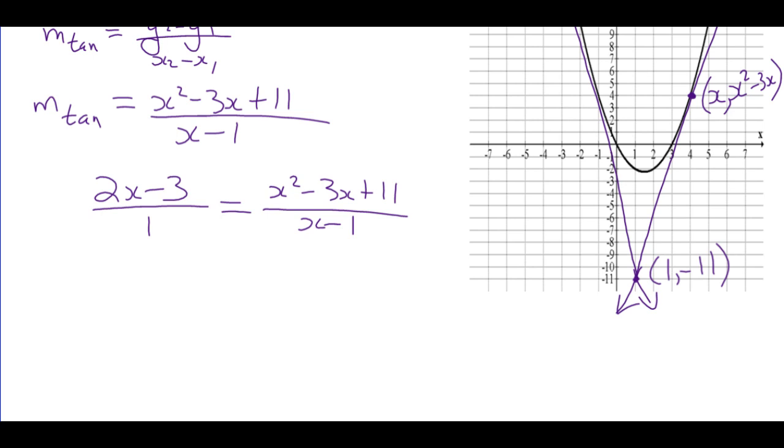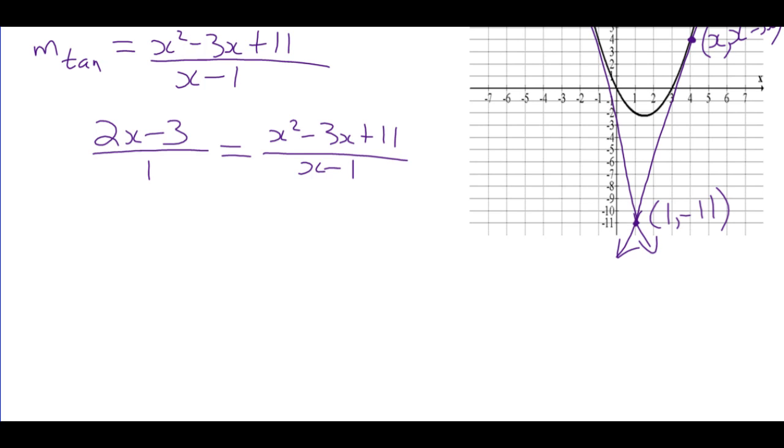One is the first derivative, which is 2x minus 3. The other is, remember, we're looking for the slope of a specific line, the one that goes through 1, negative 11. So we just pick a general point on the curve, and really we just want to find the x value. Where is that point? So we set them equal to each other, and now we cross multiply and then we solve. So we do a little algebra.